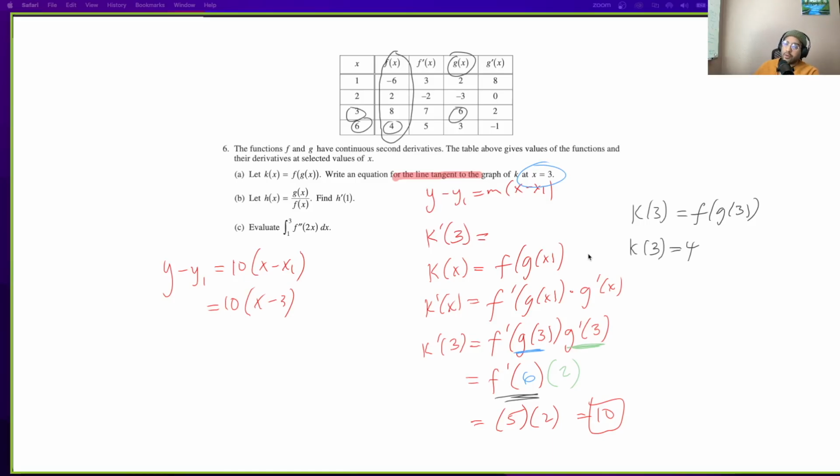So let's go back to the equation on the left-hand side. Now we have y minus 4 is equal to 10 times x minus 3. And I think you can just leave it like this. If you wanted to simplify it and isolate the y variable, you're more than welcome to. But this is it. This is part A. We're done. Let's go to part B.